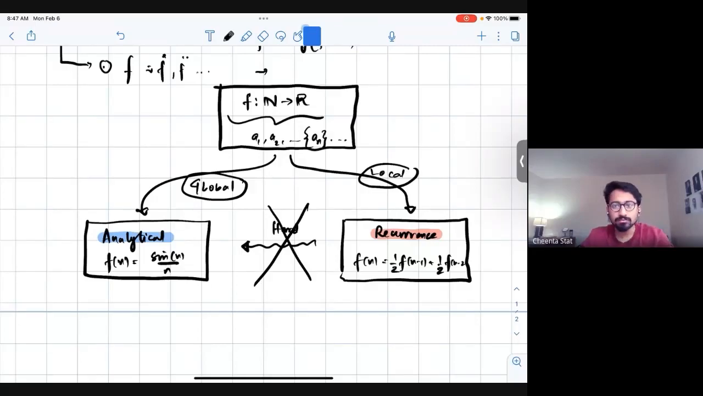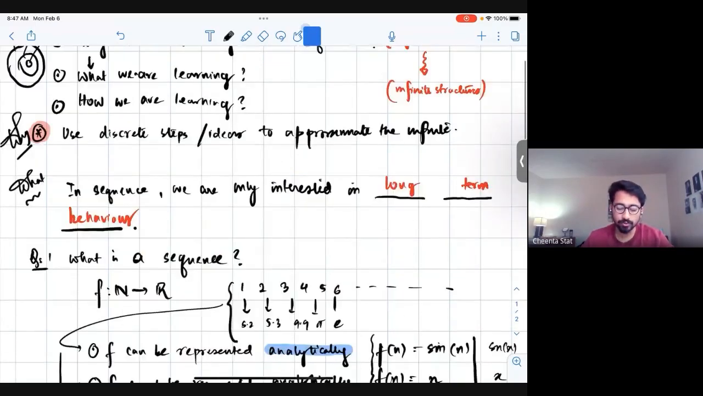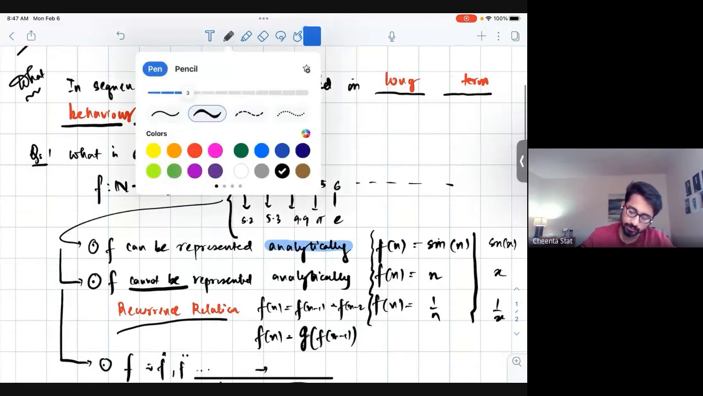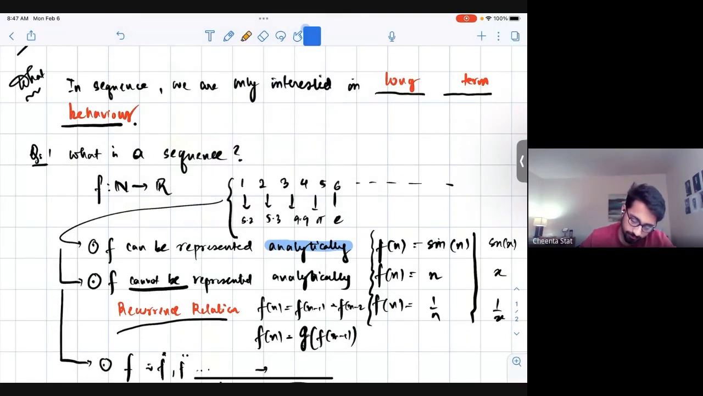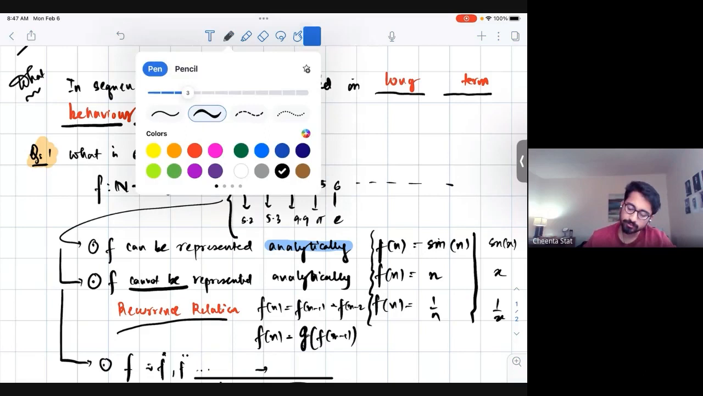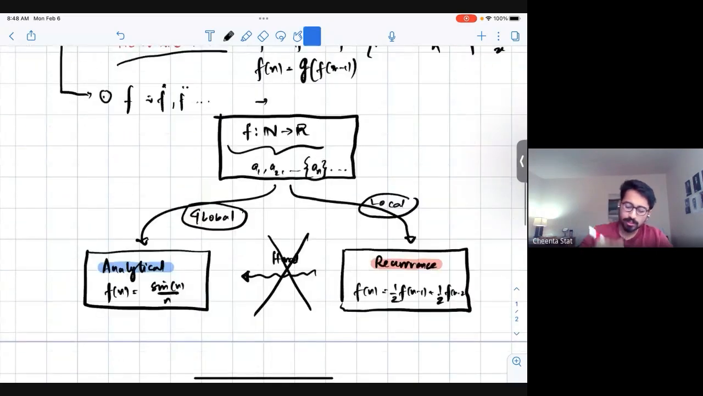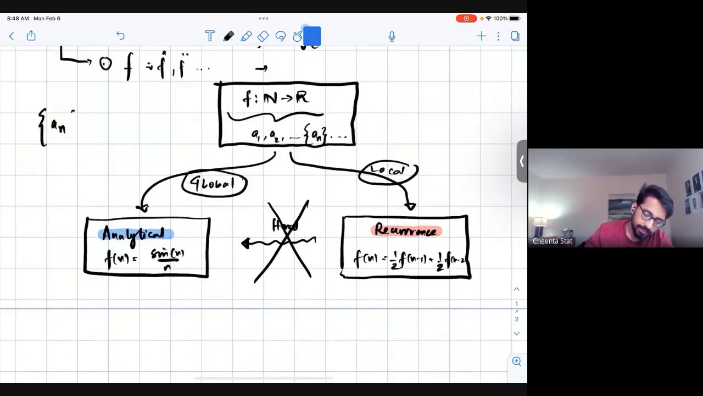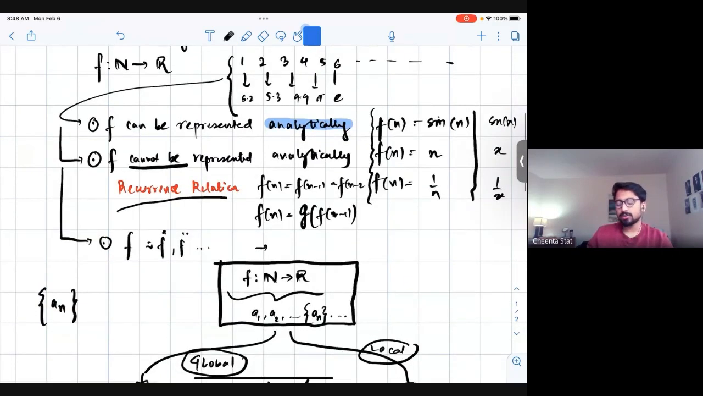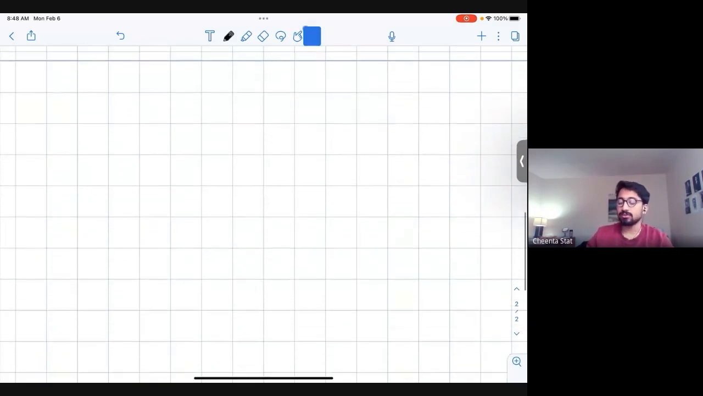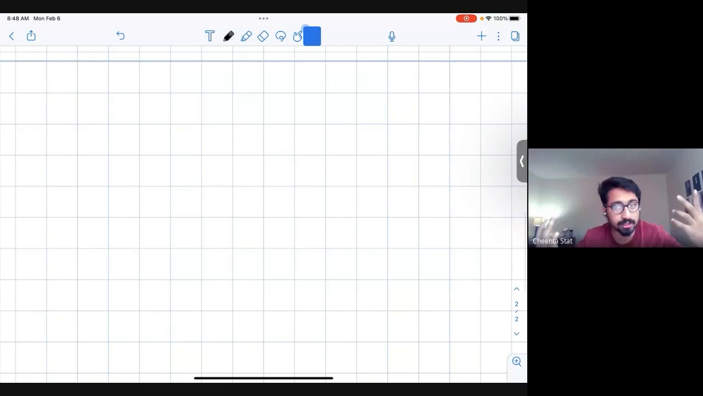So now, next what? This is how we define a function. The first question we've answered. The next question is, remember we denote it by an, okay? So the next question is, what is the function? We are interested in what? We are interested in the long-term behavior, okay?